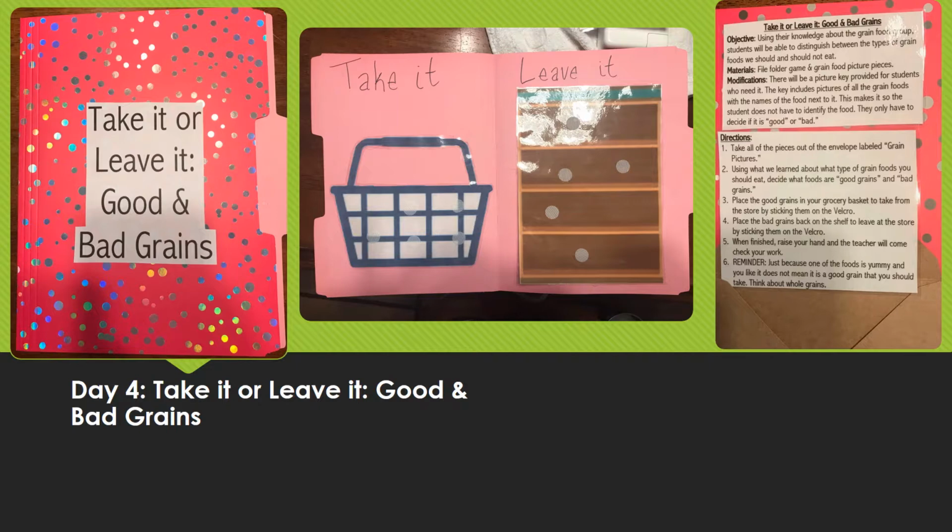So what the students are to do is open the envelope labeled grain pictures and empty it out. And then using what they know about the different types of grains, like whole wheat grains versus refined grains, they'll pick up a picture of the grain and decide, is this a good grain or a bad grain? Should I take it with me? Is it something I should eat more? Or should I leave it at the store because it's something I need to eat less of? And then they'll stick these pictures onto the corresponding Velcro pieces on either the grocery cart or the grocery shelf.